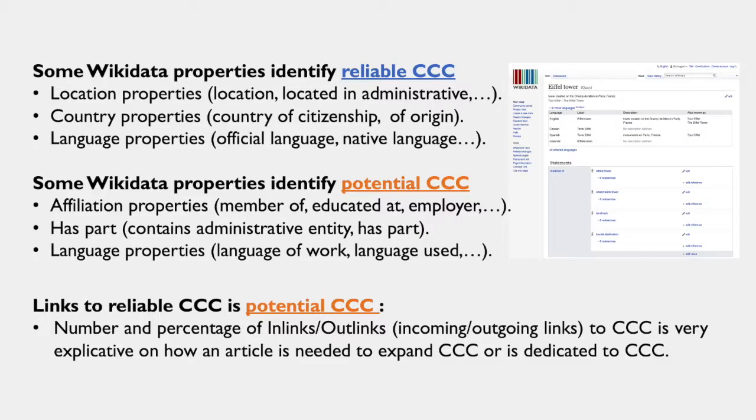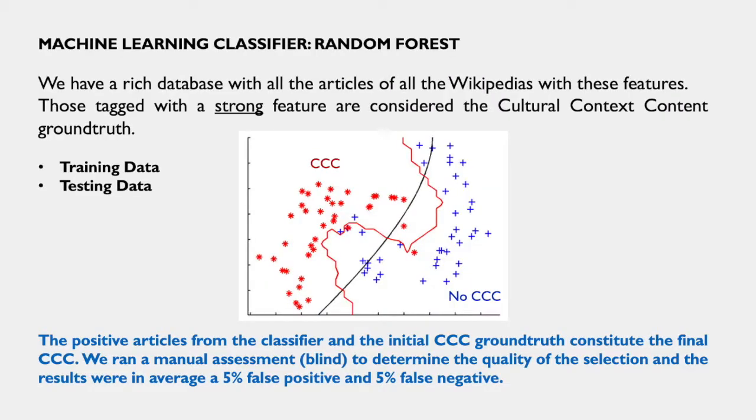After collecting all the different articles and tagging them with the strategies, we can provide them to a classifying machine learning method like random forest, train it with the ground truth, and finally test to obtain the final CCC dataset. The results are actually quite satisfactory. We obtain 5% of false positives, which means articles that are in the CCC dataset but should not be there, and 5% of false negatives, which is exactly the opposite.